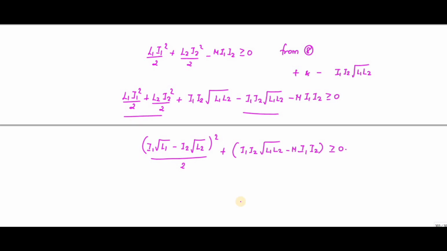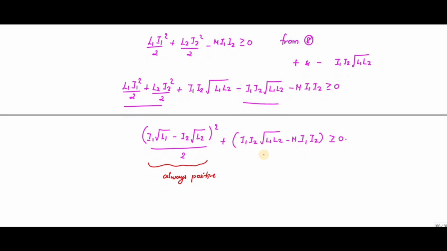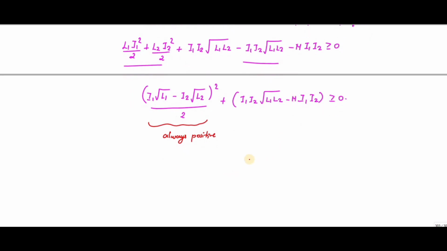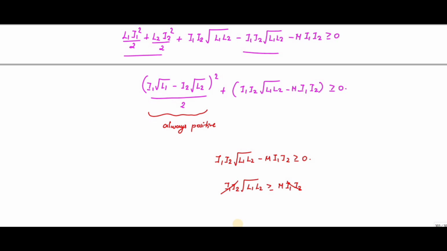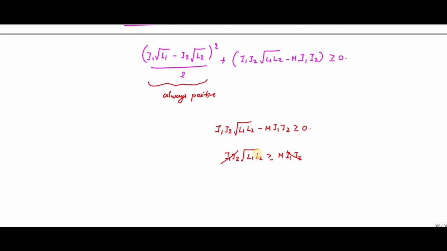You can see this square term, right? The square term is always positive. So if it is always positive, we have to consider only the other term. This term should be greater than or equal to 0. So I1 I2 root of L1 L2 minus M I1 I2 should be greater than or equal to 0. So I1 I2 root of L1 L2 is greater than or equal to M into I1 I2. These two terms get cancelled out, so I can write M is less than or equal to root of L1 L2.